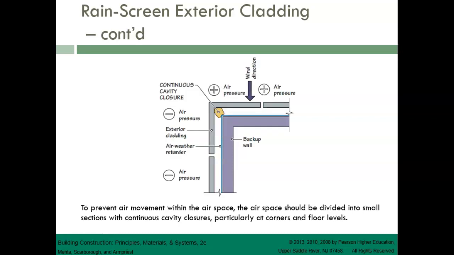To prevent air movement, the airspace should be divided into small sections with continuous cavity closures, particularly at corners and floor levels. In summary, an ideal rain screen wall should consist of the following three water infiltration control features. 1. Voids in cladding for pressure equalization in the airspace. 2. Compartmentalization of the airspace. And 3. An airtight backup wall.